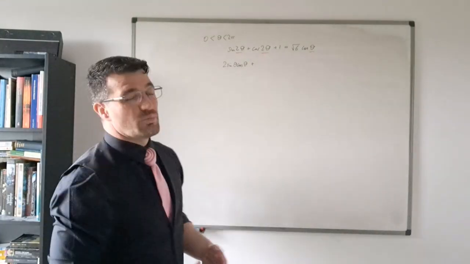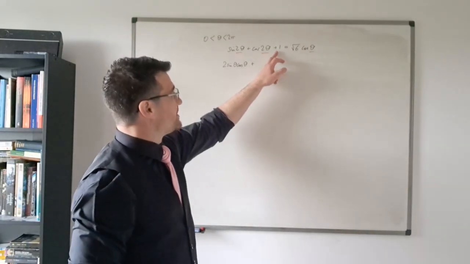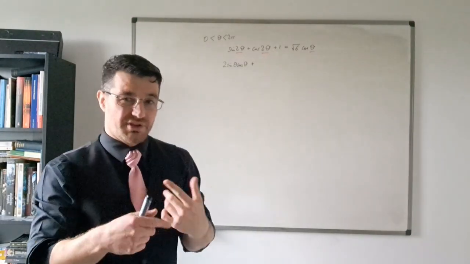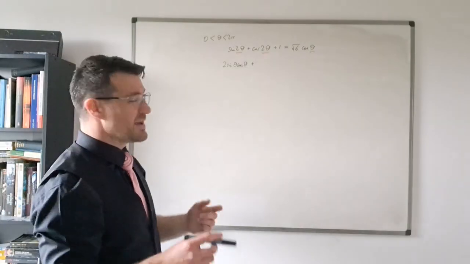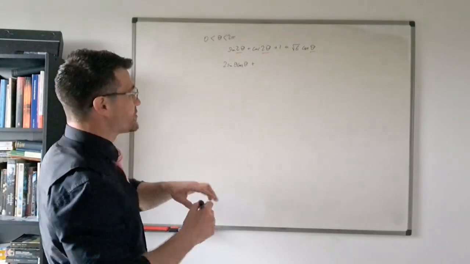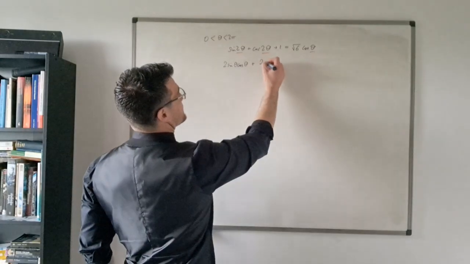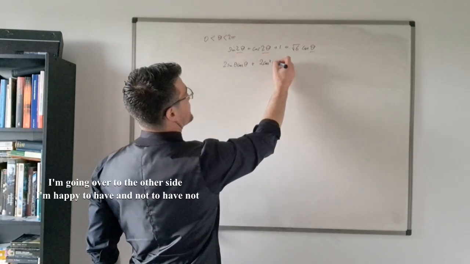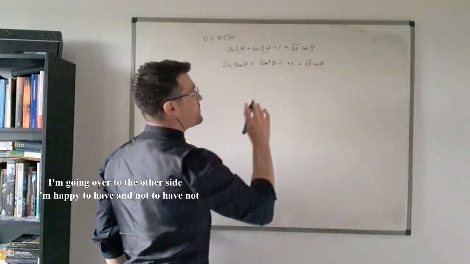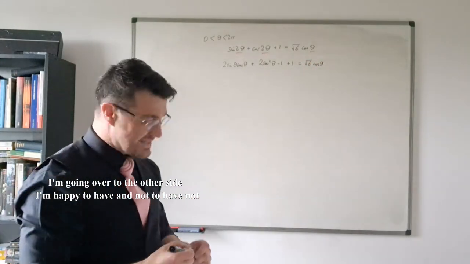Okay, one thing that I do notice though is that I've got the +1 here. Maybe I could get rid of that if I were using the right trig identity. So maybe I use 2 cos squared theta minus 1 here. Cos squared theta minus 1 plus 1 equals √6 cos theta. I mean, it wouldn't necessarily make any difference if I didn't choose.